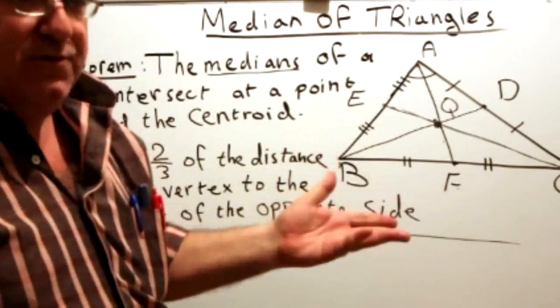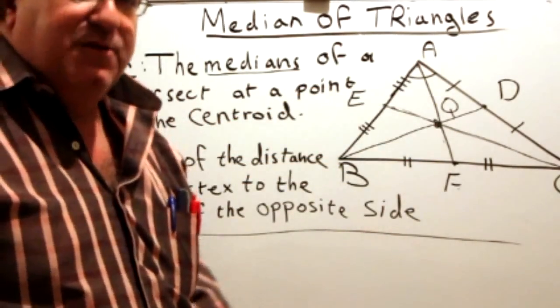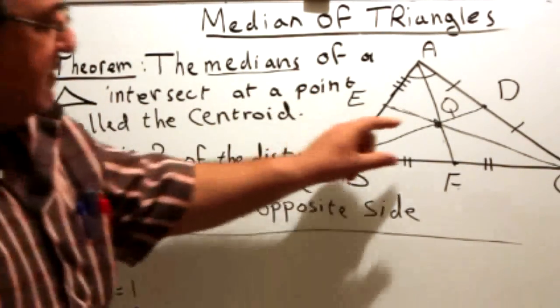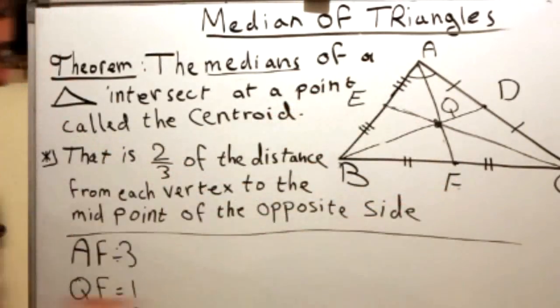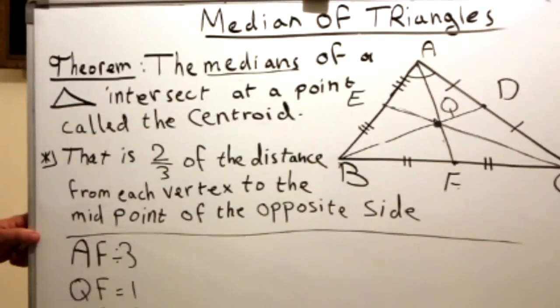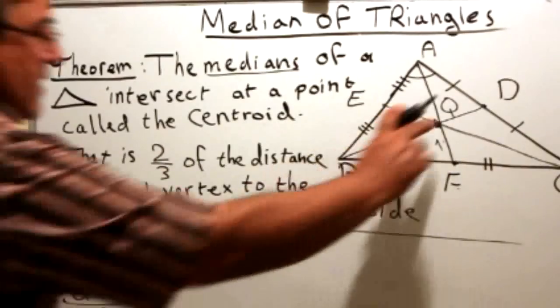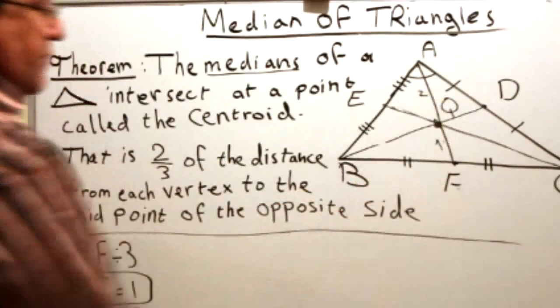If you want to make it easy, suppose this AF is 3 centimeters. So what will be the distance here? It will be 2, and this distance will be 1. For example, if AF equals 3, automatically you divide by 3. 3 divided by 3 is 1. Then this small side is 1, and times 2, AQ you get 2. So 1 times 2 gives you this 2.